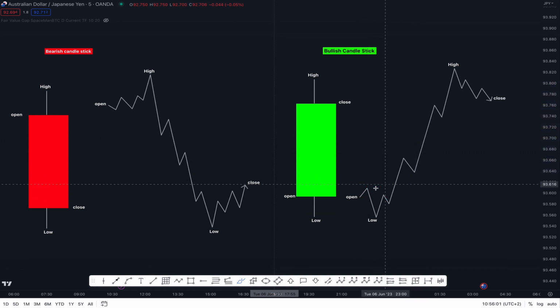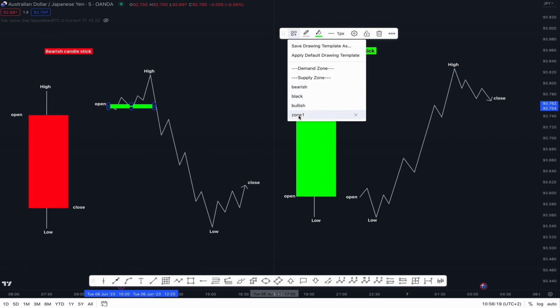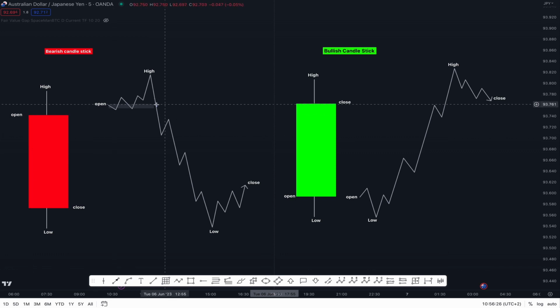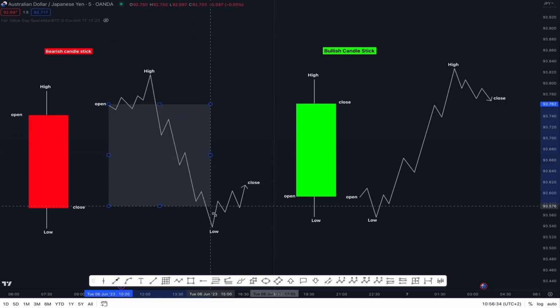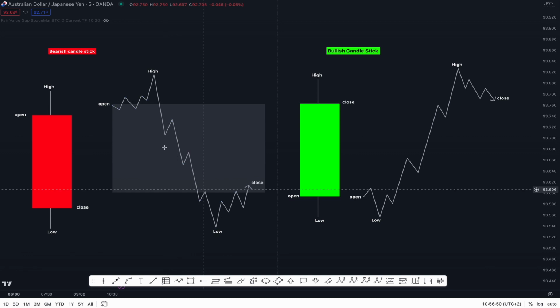Like, for example, let me do something like this for you to understand. You can see that we have an open around here. Let me do something like this, a zone. We have the market that is opening here, and then the market creates a high. Then the market creates a low and then it closes around here. This one will be a bearish candlestick. It will be something like this one here.